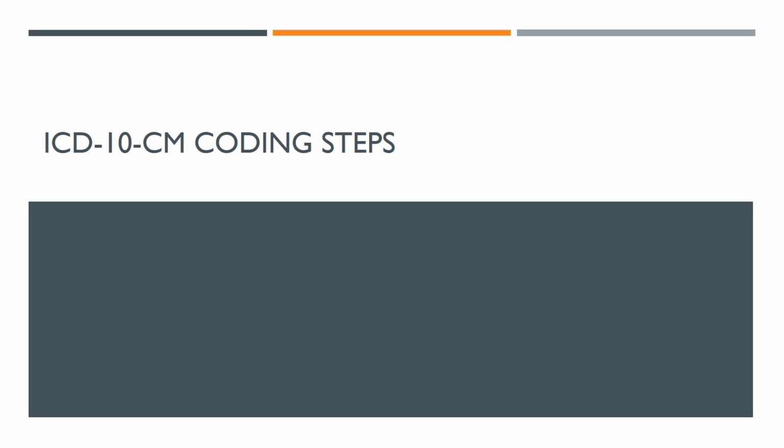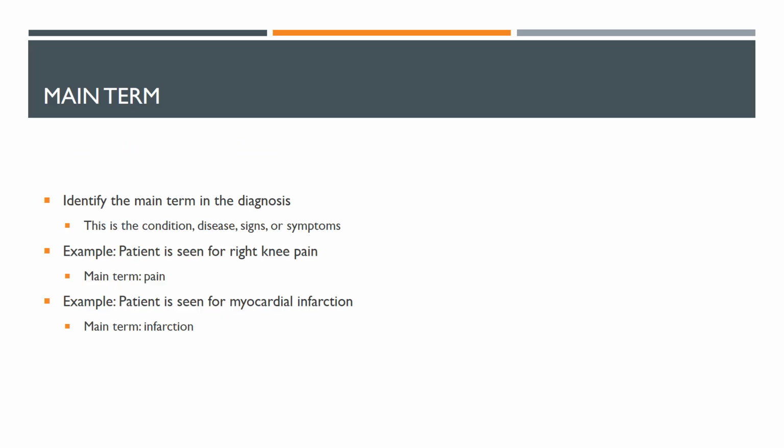In this slide presentation, I will be going over the basics of ICD-10 CM coding along with some examples. I find it is best to look at specific examples when you're first learning this concept. The first thing you need to identify is the main term in the diagnosis. This is the condition, disease, signs, or symptoms the patient was seen for. I look at it as what is wrong, not where is it.